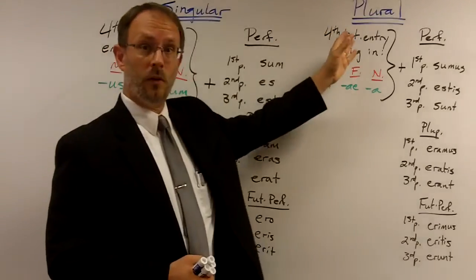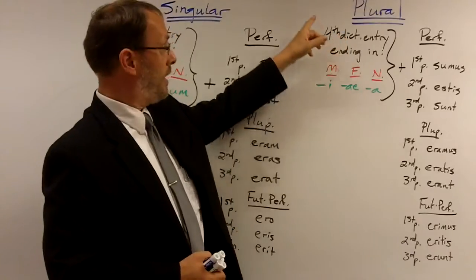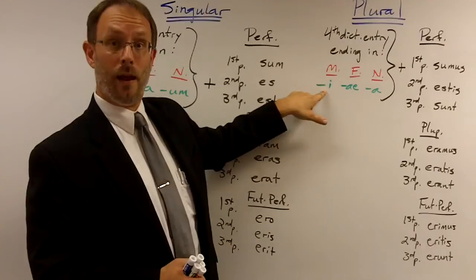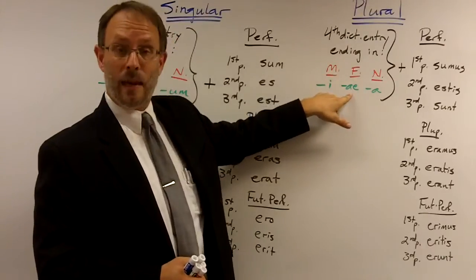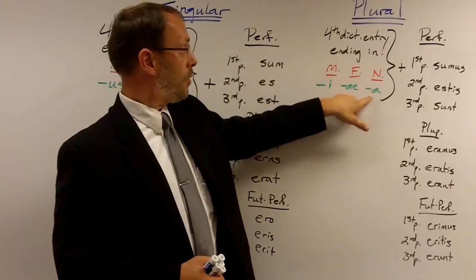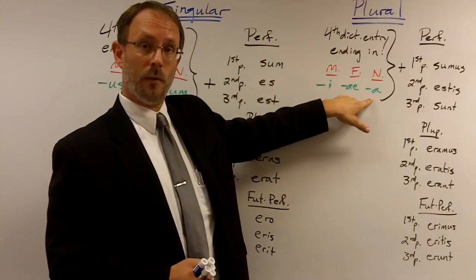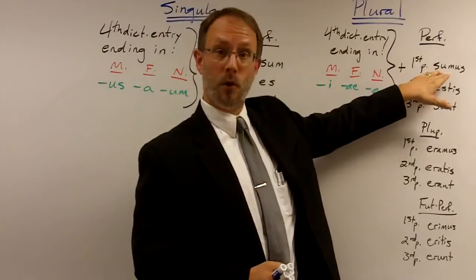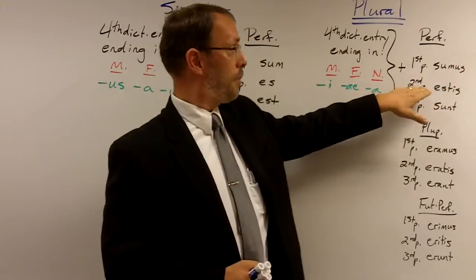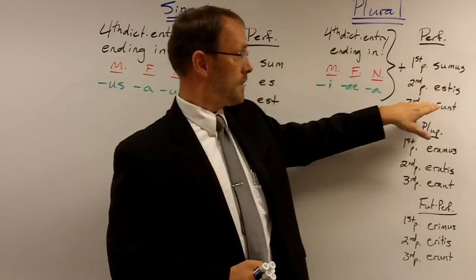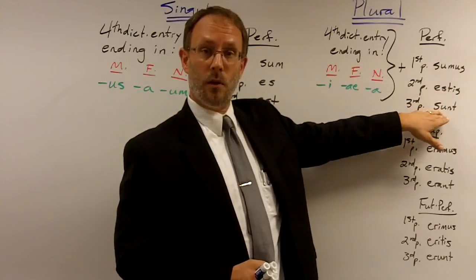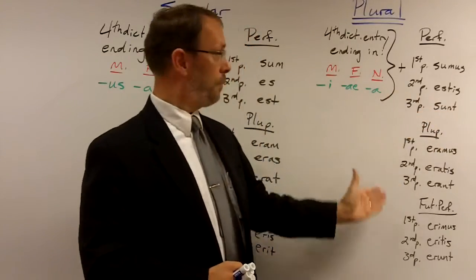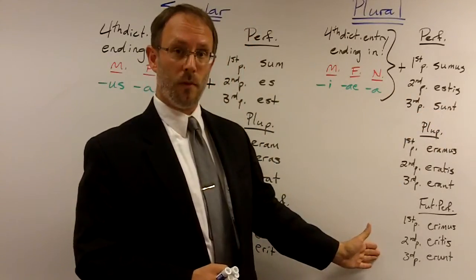Similarly for the plurals, you take the fourth dictionary entry, and if it's a masculine plural, we change that US that we're used to to an I. Change it to an AE for a feminine plural subject, or change it to an A for a neuter plural subject. And then next to it, if it's perfect first person plural, you'd write sumus. Second person plural, perfect, estis. Third person plural for perfect tense, sunt. And similarly for the pluperfect and future perfect forms.